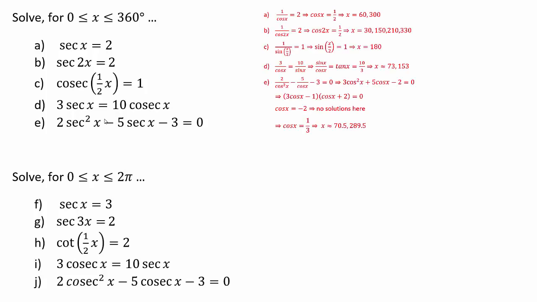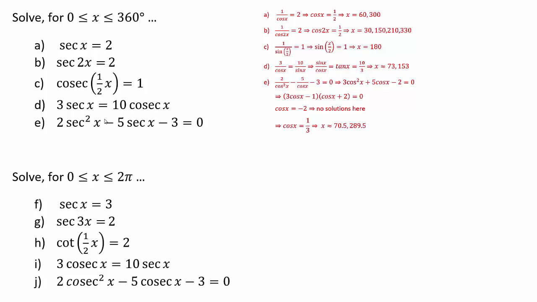And your answers are, for the first set, so A was 1 over cos x equals 2. That rearranges to cos x equals a half, and so you get the values 60 and 300. For part B, it's 1 over cos 2x, so don't forget to double the range, and then half all your values afterwards. That gives us x values of 30, 150, 210, 330. Part C is 1 over sine of x over 2. That just gives you one value of x equals 180. Part D, a little bit of rearranging here because you've got two things.